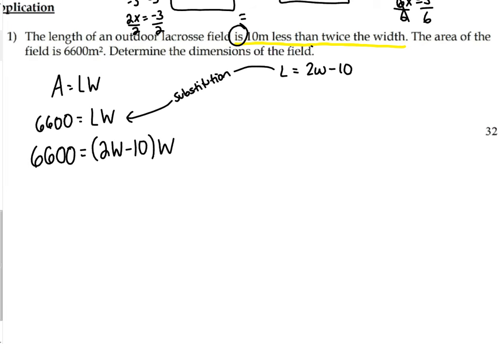Could you just list what the answers are now? No, because it's not equal to 0. So we have to expand, bringing the w inside the equation, 2w squared minus 10w. What do you do from here if you're solving a quadratic?